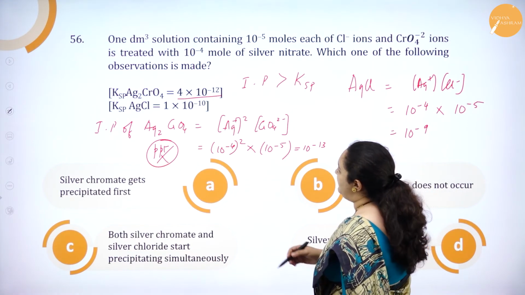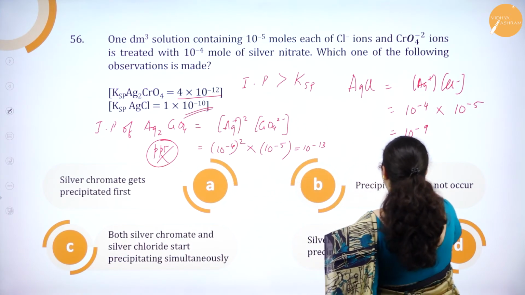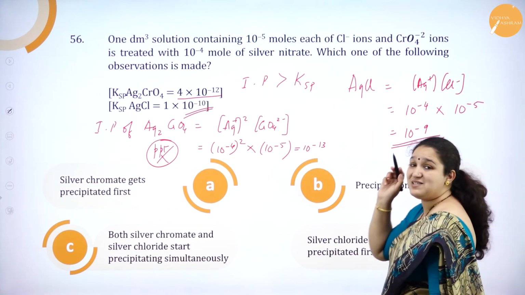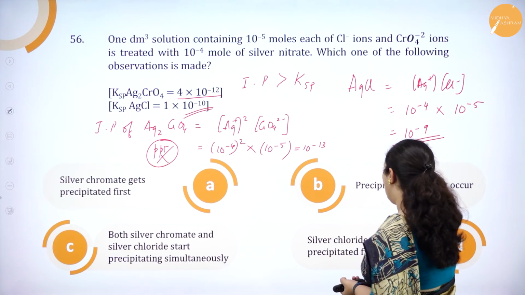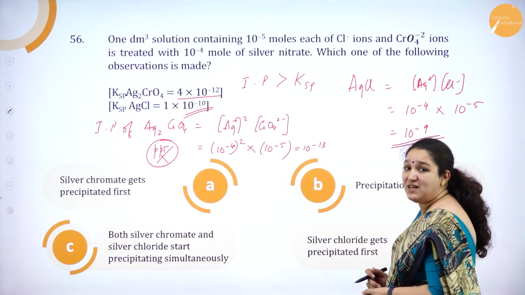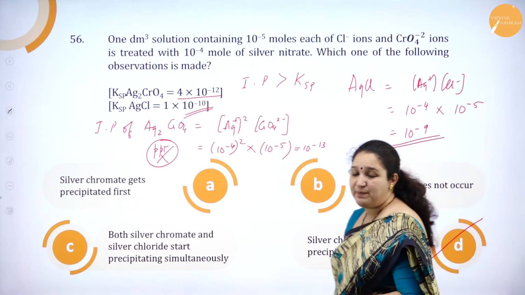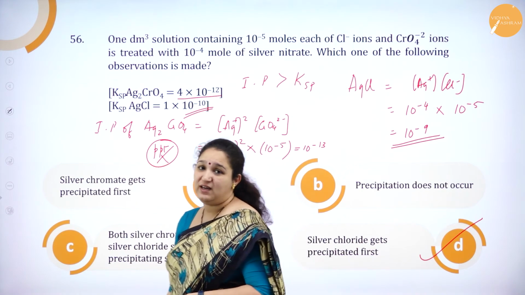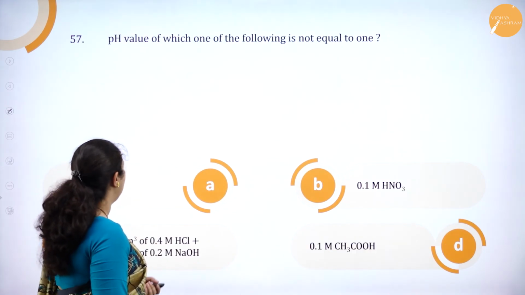What is the solubility product? The solubility product is lesser than the ionic product, or I can say the ionic product is greater than the solubility product. Thus, silver chloride gets precipitated first. So which is the correct option? Option D, silver chloride gets precipitated first, is the correct answer. Shall we move on to the next question?